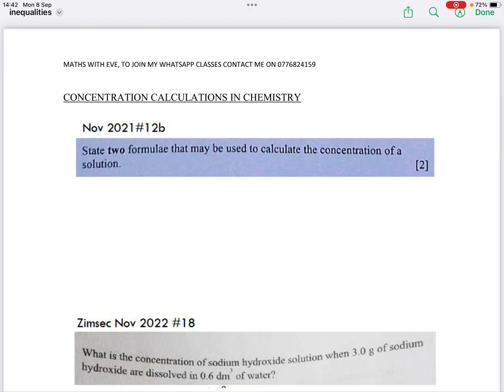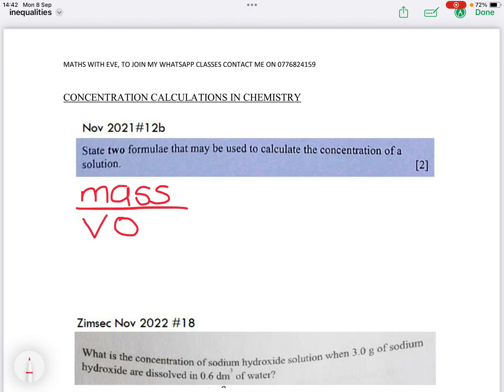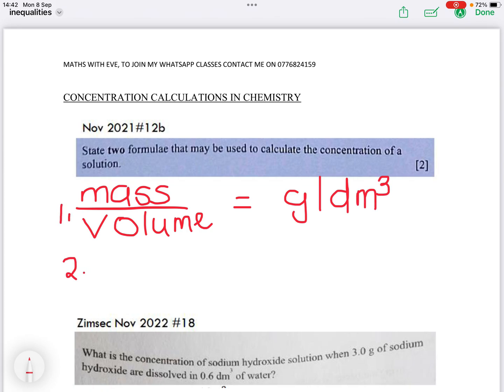It is reading, state two formulae that may be used to calculate the concentration of a solution. So the first formula I'm going to give is mass over volume. So we say concentration is equal to mass over volume. And then when we are now giving the units, that is where we are going to see our units being grams per cubic decimeter. So this is the first formula.